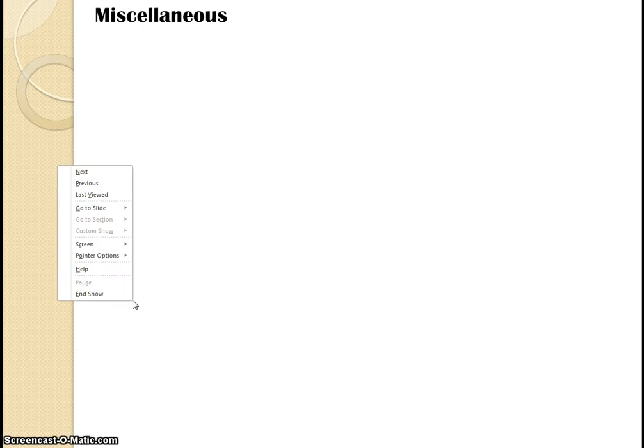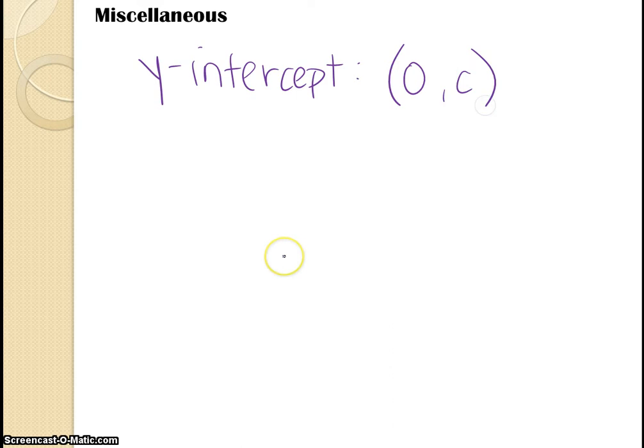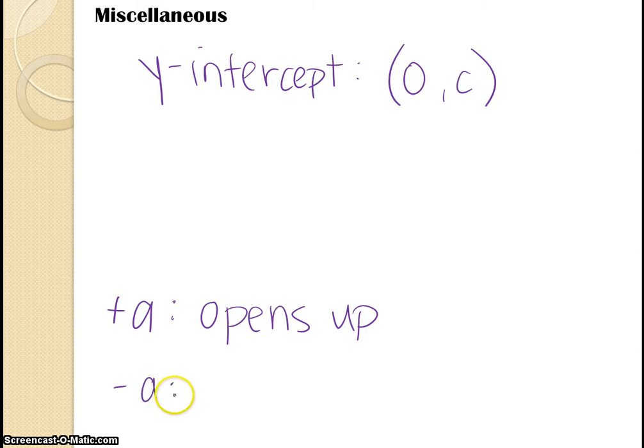And under miscellaneous, when we're in standard form, we can find our y-intercept. You can always find your y-intercept by plugging in 0 for x. But when we do that in standard form, we end up with just c. So our y-intercept is 0, c. A couple other things to remember is that if our a is positive or greater than 0, our parabola opens up, or it is concave up. If our a value is negative or less than 0, it opens down.